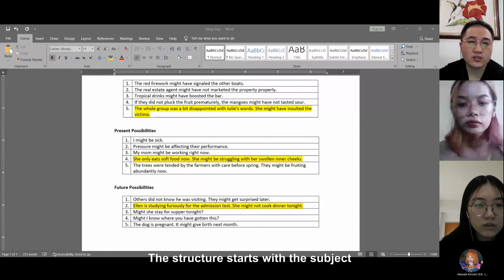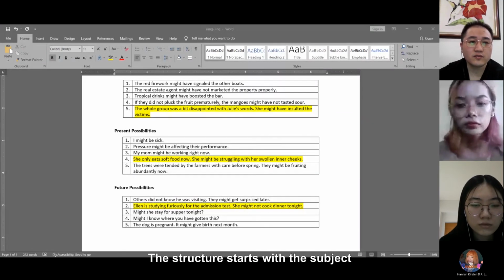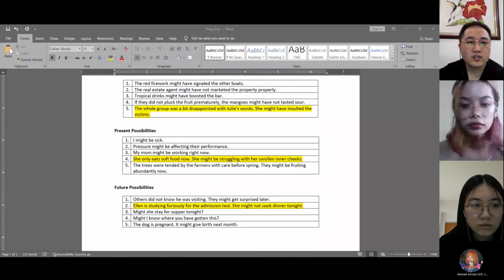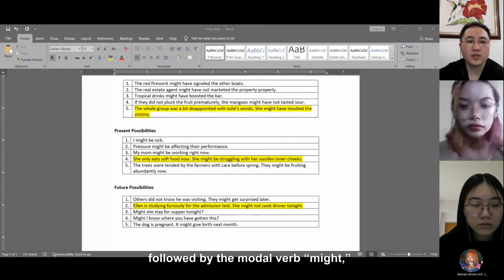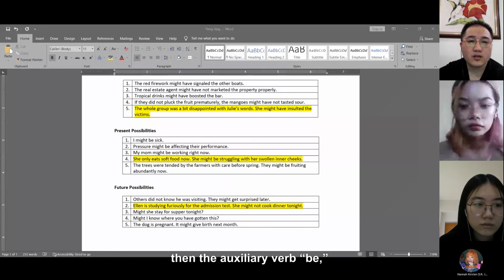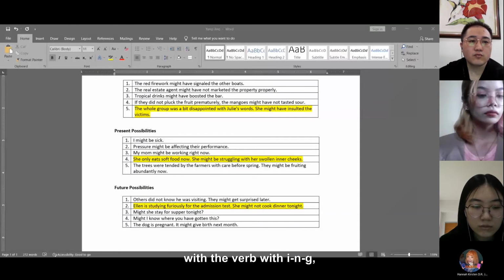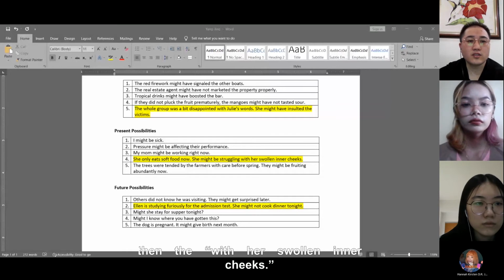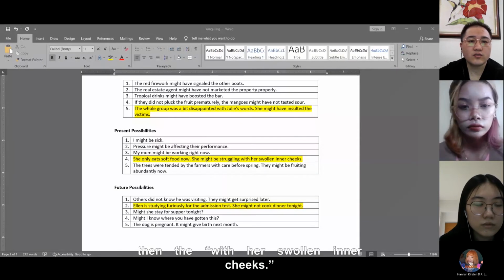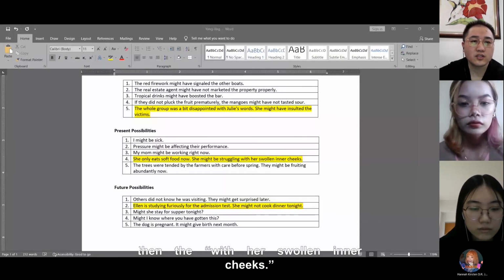The structure starts with the subject she, followed by the modal verb might, then the auxiliary verb be, with the verb with the ing, then the phrase with her sore inner cheeks.